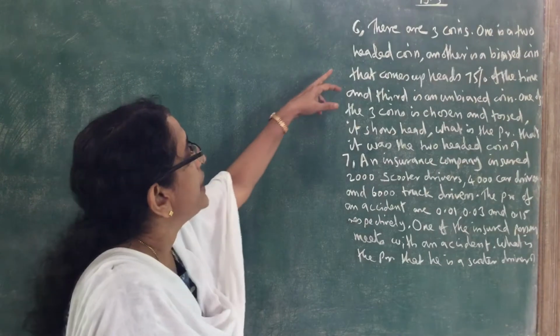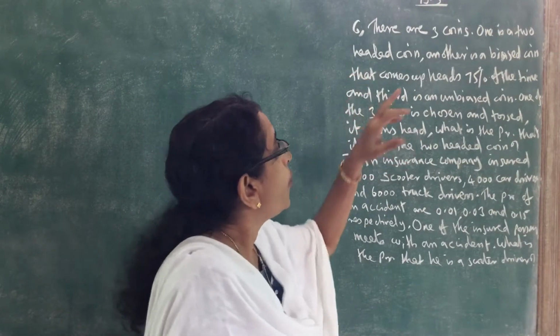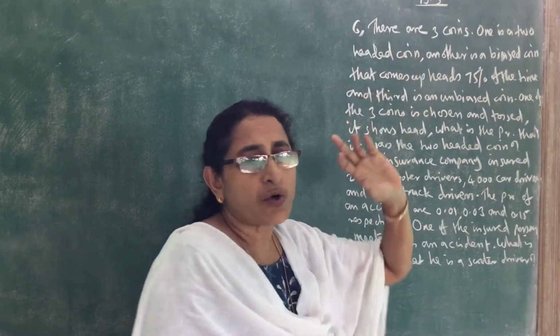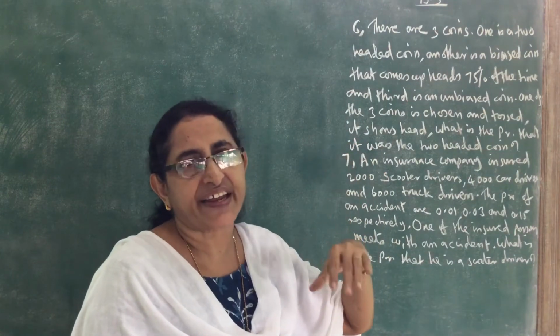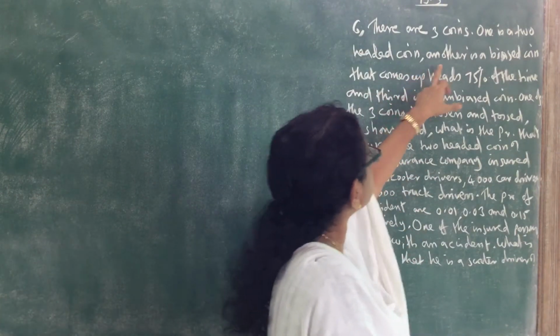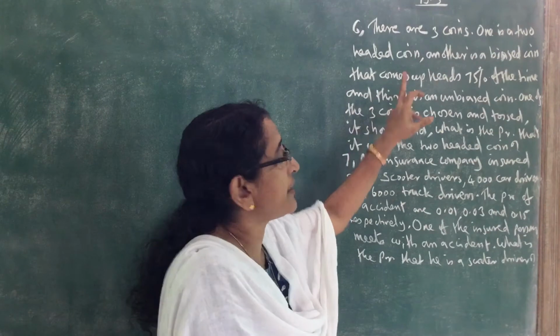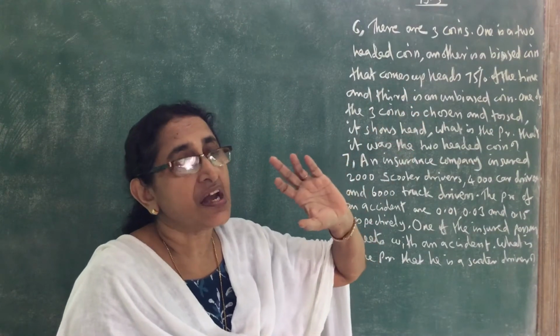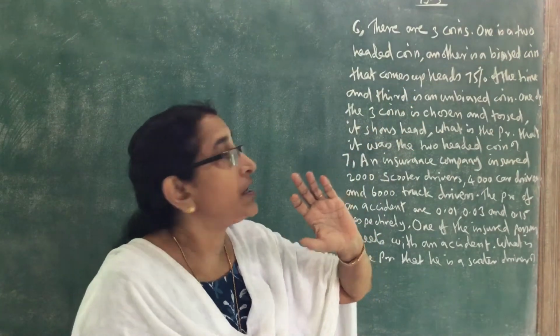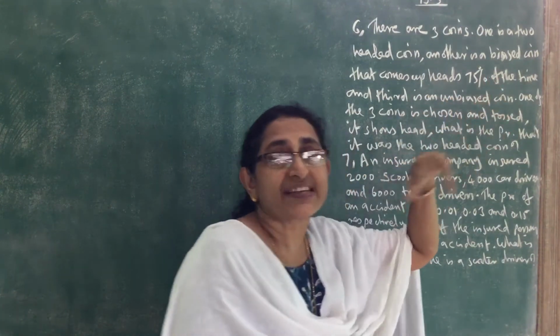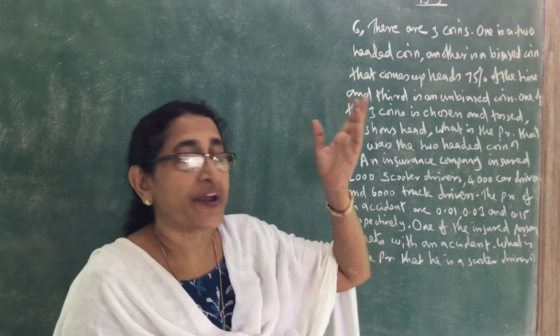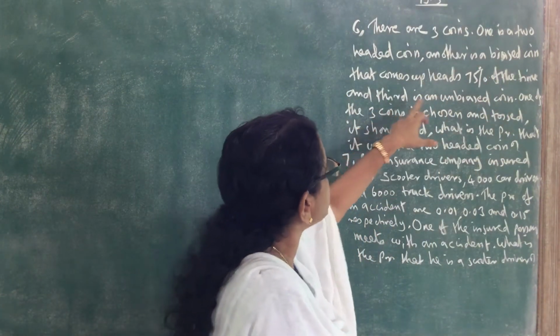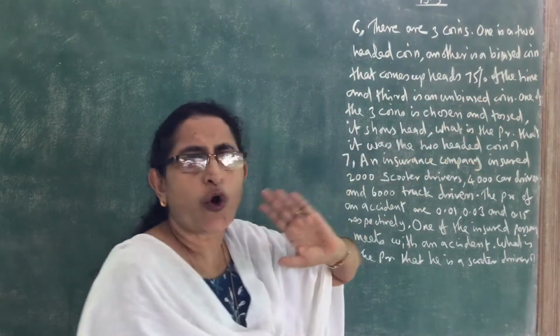13.361. There are three coins. One is a two-headed coin, so two-headed coin means both sides are head. Another is a biased coin that comes up head 75% of the time. That means the probability of getting head is 75%, that means 75 by 100 in that coin. Third coin is an unbiased coin. That is the normal coin.